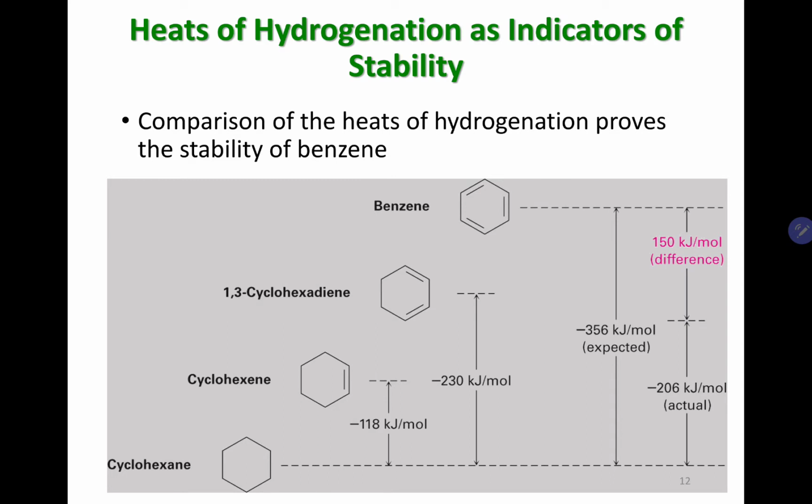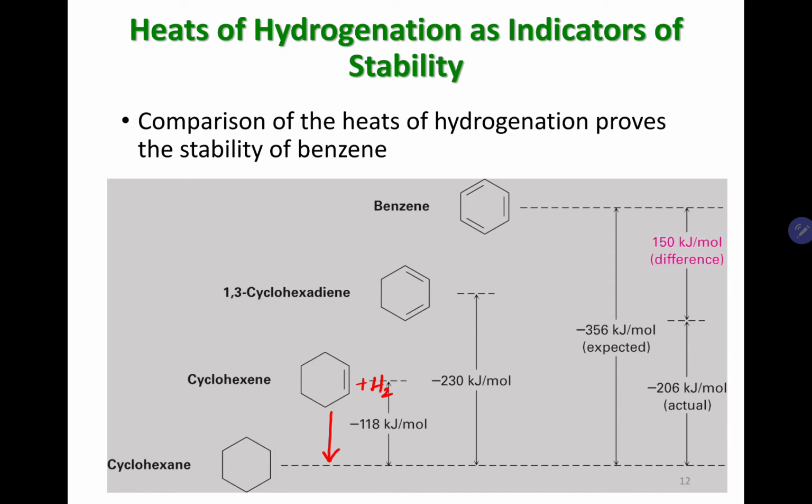So if you try to react these cyclohexenes with hydrogen, you will get back your cyclohexane. Cyclohexenes will basically react with hydrogen and give you cyclohexane. This reaction is favorable. Why? Because it releases energy. So it's an exothermic reaction, and the product that you get is more stable.